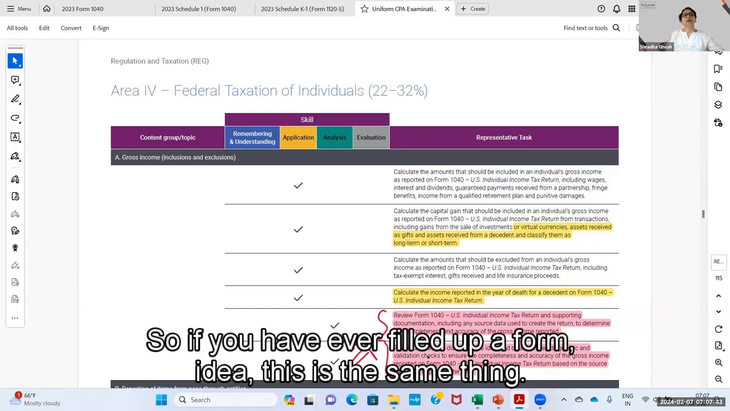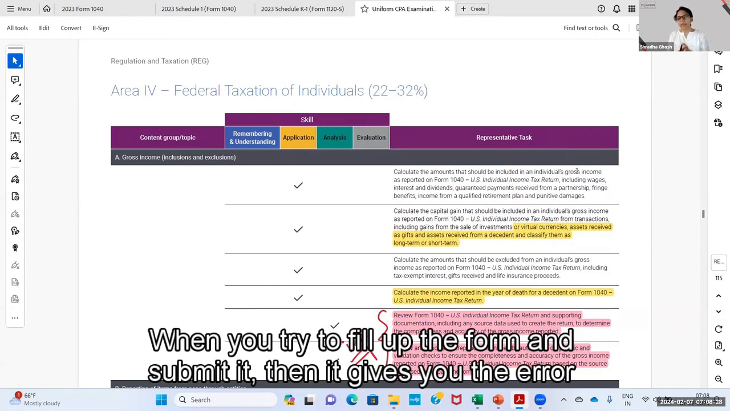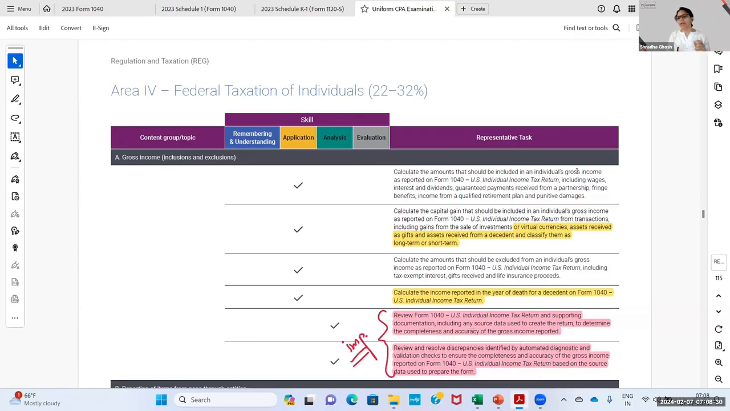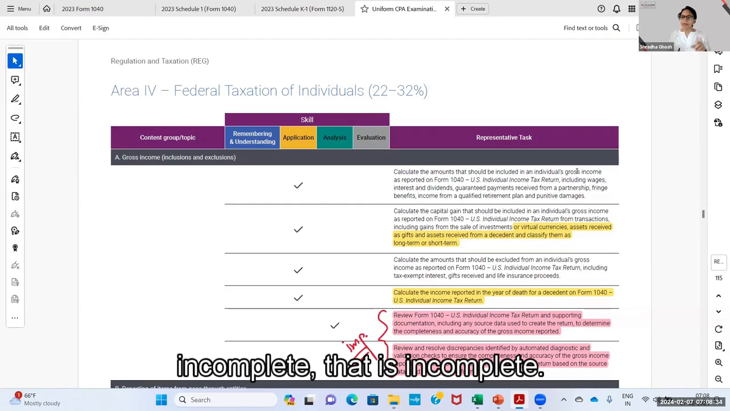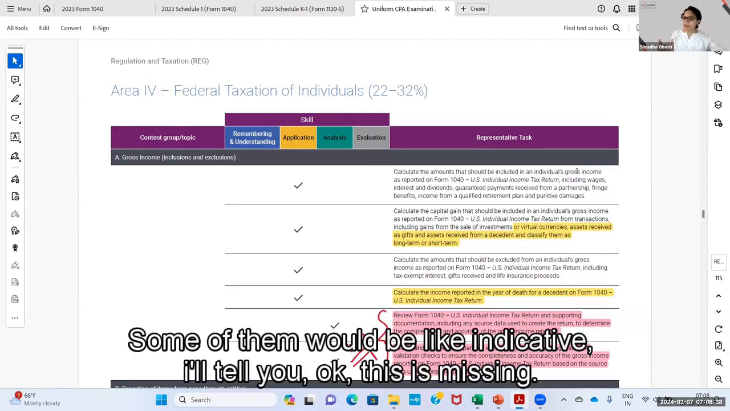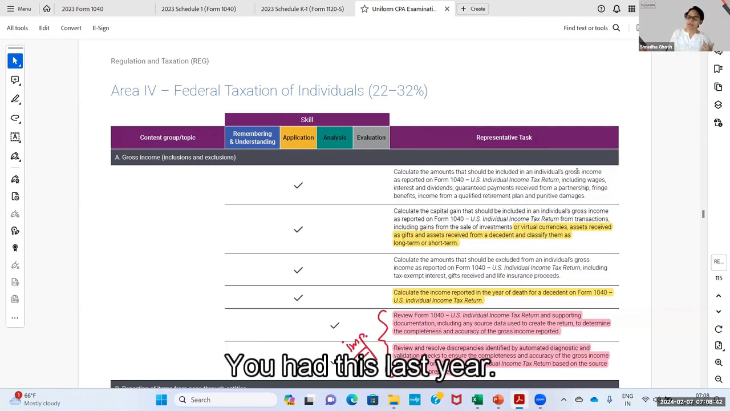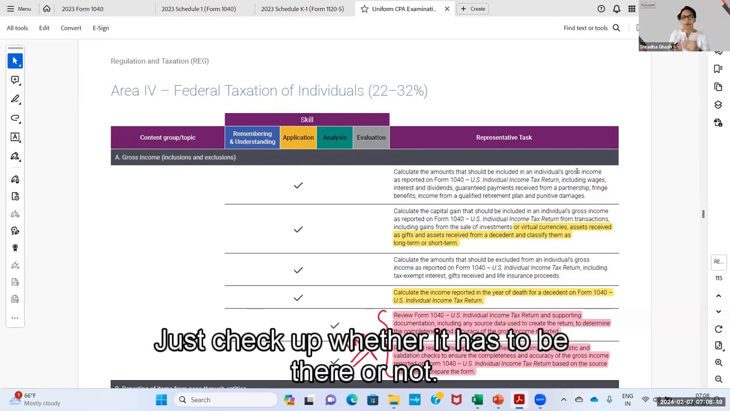If you have ever filled up a form ITR, it's the same thing, guys. When you try to fill up the form and submit it, it gives you error messages. In India, we have those error messages and they point out that this is incomplete, that is incomplete. In 1040, some of those error messages would be indicative. They'll tell you, okay, this is missing, just be careful. You had this last year. This looks like a thing that generally is found. Just check whether it has to be there or not.